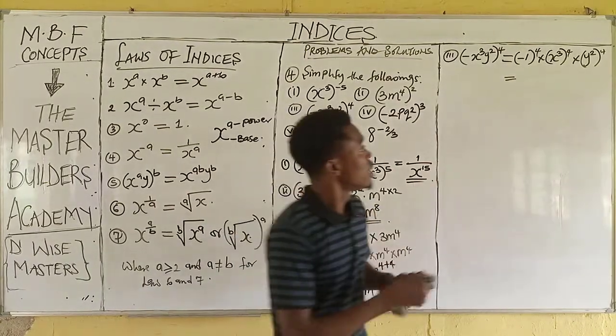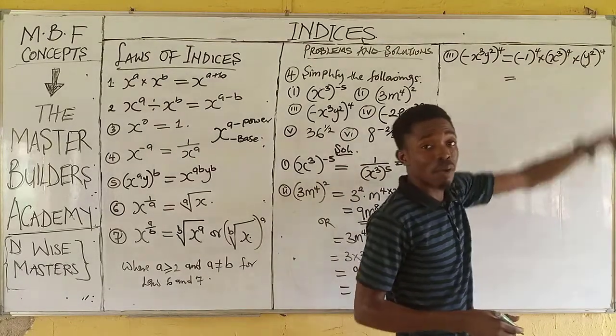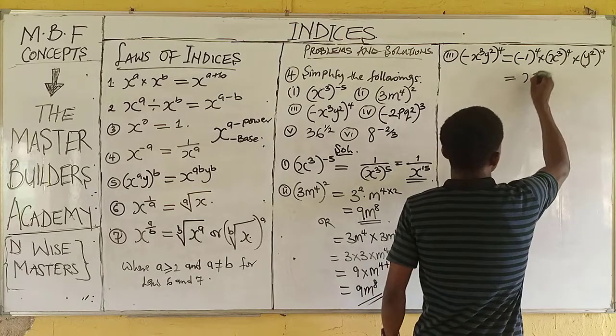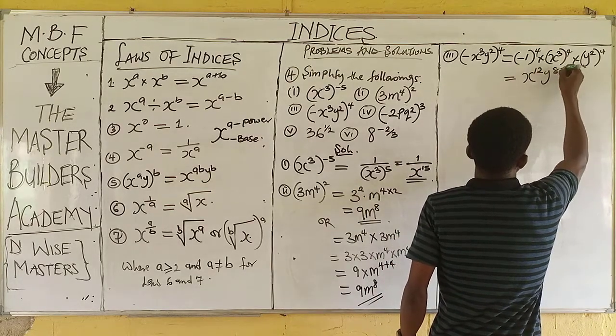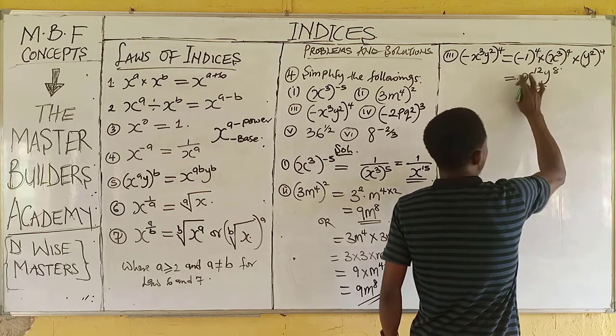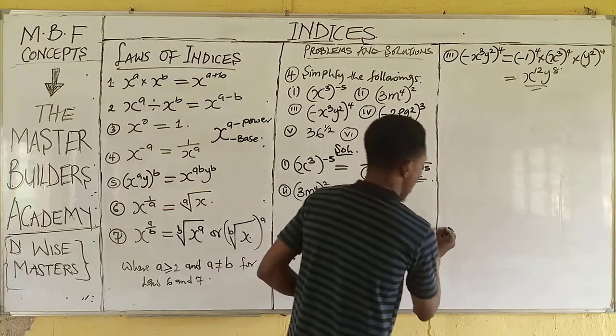So we ignore it. Then s raised to power 3 times 4. 3 times 4 would have given us 12. So this would have given us s raised to power 12. And y would have given us y raised to power 8. Yes, this is plus 1, but we don't need the plus 1. It's as simple as that. This is the answer to that question.